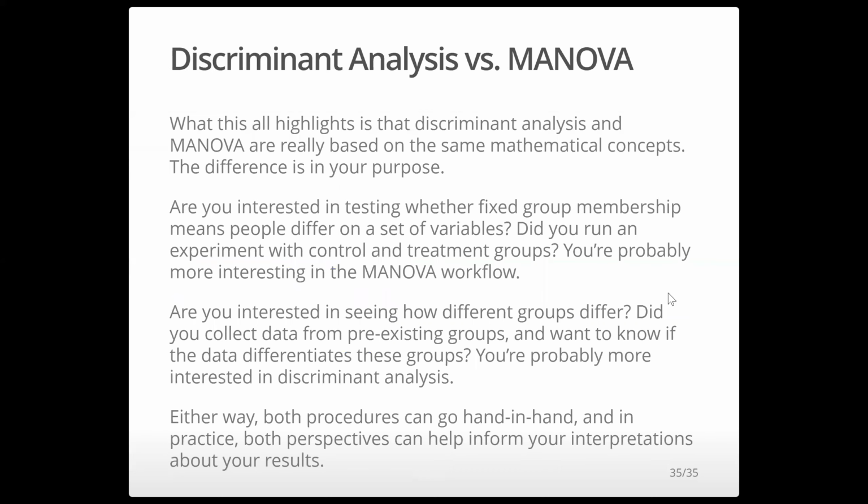And so what a lot of this really highlights is that discriminant analysis and MANOVA are sort of like a hand-in-hand technique. They're really based on the same mathematical concepts. The difference is the purpose and what you're looking to do with the results. So if you're interested in really testing fixed group membership, for example, if you did an experiment and you want to see how the treatment or control groups differed, you might be more interested in thinking about the type of MANOVAs we did earlier in the semester. But if we're really just interested in seeing how existing groups differ and seeing if you can sort of identify group membership for existing groups, then you're probably more interested in the discriminant analysis approach. But either way, these procedures can go hand in hand. And in practice, you can use both perspectives to sort of interpret your results. And so they're really a complementary and sort of holistic way of looking at this type of data.